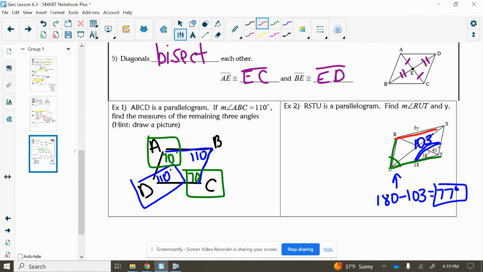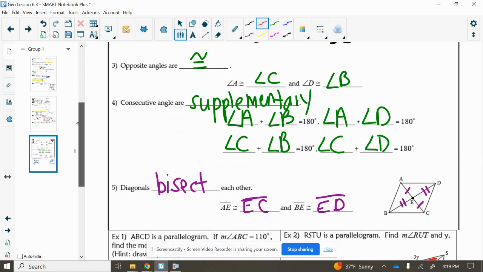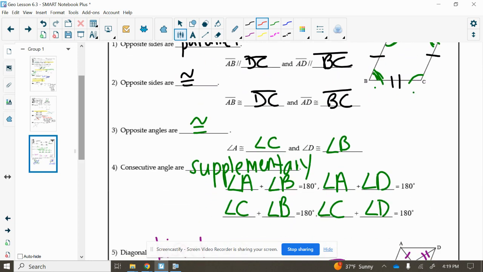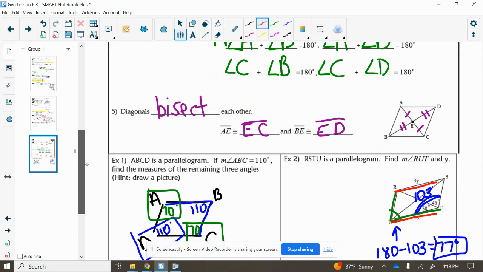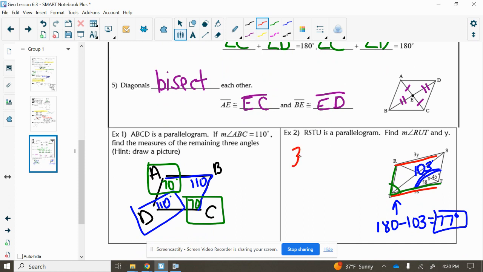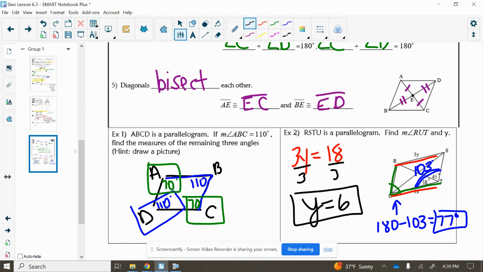On the other hand, y is talking about sides. So again, we want to think about what we know about the sides. Oh, the opposite sides are congruent to each other. So I know that 3y, the measure of RS, has to equal the measure of UT, which is 18. Divide both sides by 3. y ends up equaling 6.